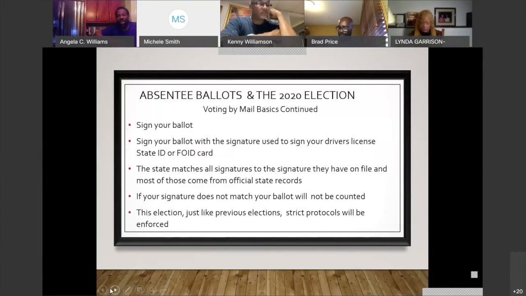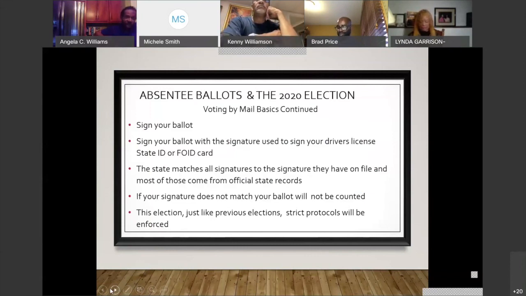And personally, I have a FOID card and they use the exact same signature as my driver's license. They just took everything from the Department of Motor Vehicles and attached it to my FOID card, and it's the exact same thing. Do not use your Macy's signature. Do not use your Jewel Osco signature.